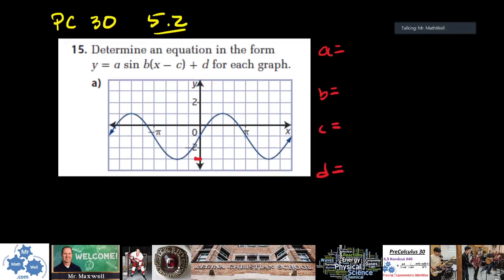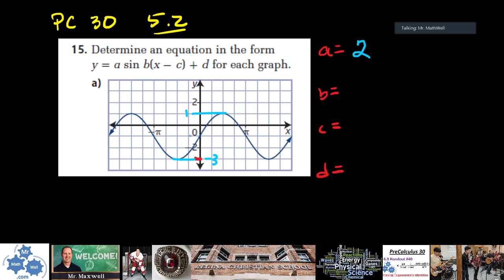So we have to get these parameters from looking at the graph and doing our dissection, really, of this graph. So A, we know, is the amplitude, okay? Or it's half of the displacement from the maximum value to the minimum value. So what do we have here? We have a negative 3, looks like here, and we have a positive 1. So that's a total distance of 4 units. Half of 4 is 2. So A is going to be 2.